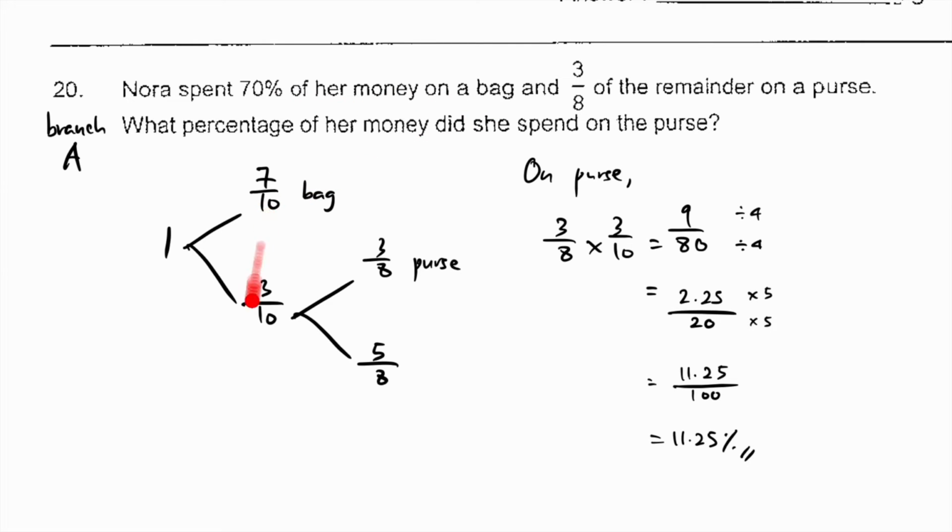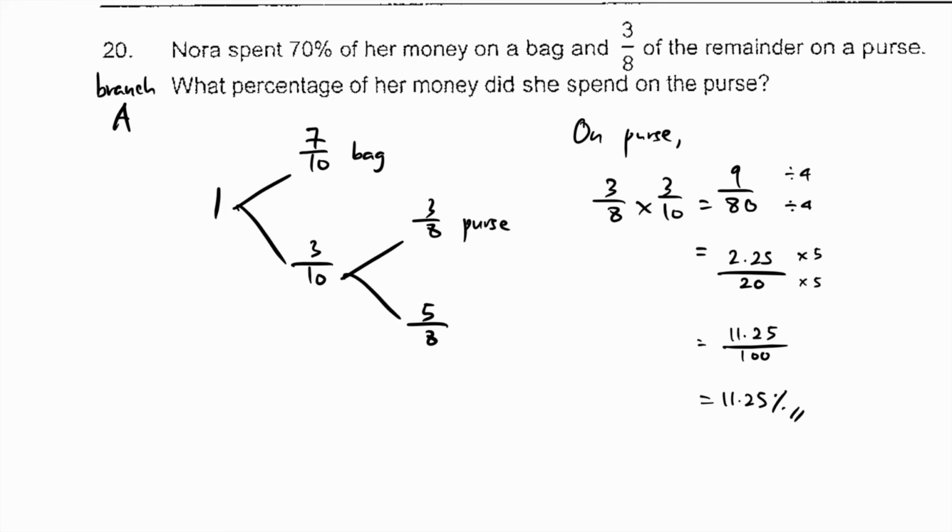You can write 70% and 30%, no problem. I choose to write 7 over 10. And 3/8 of the remainder on a purse. So this is a branch method A question. So what fraction did she spend on the purse? The worst answer is 3 over 8.